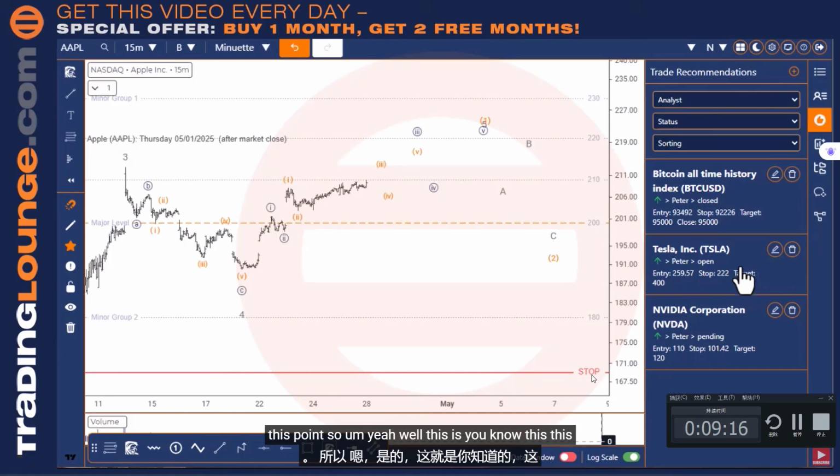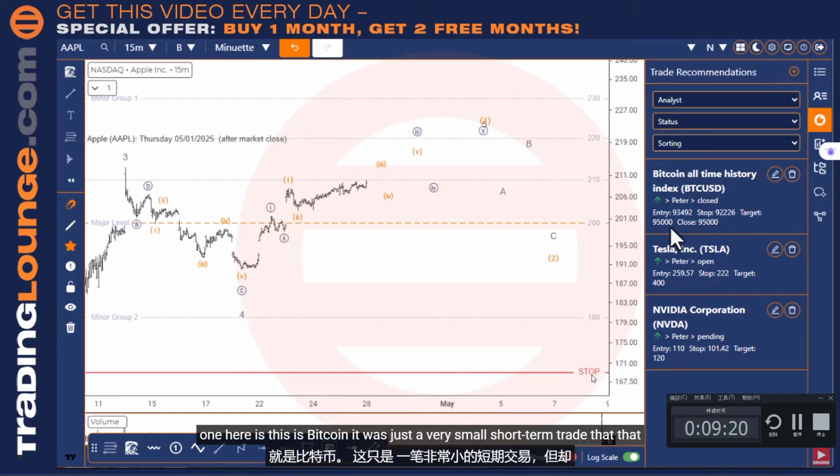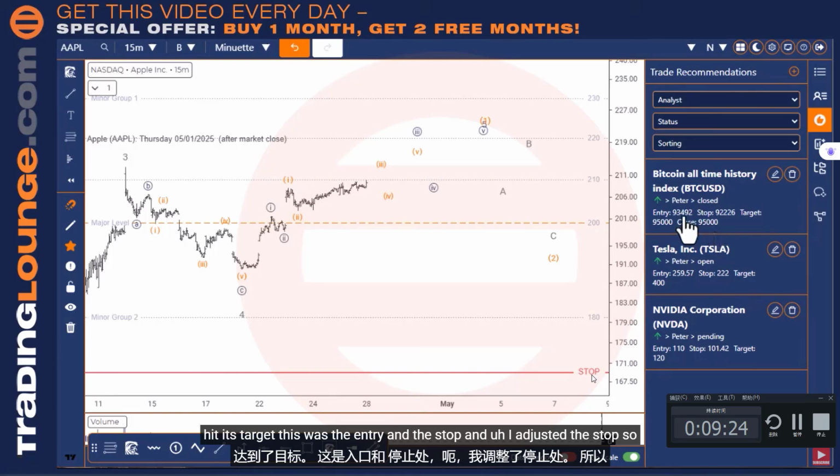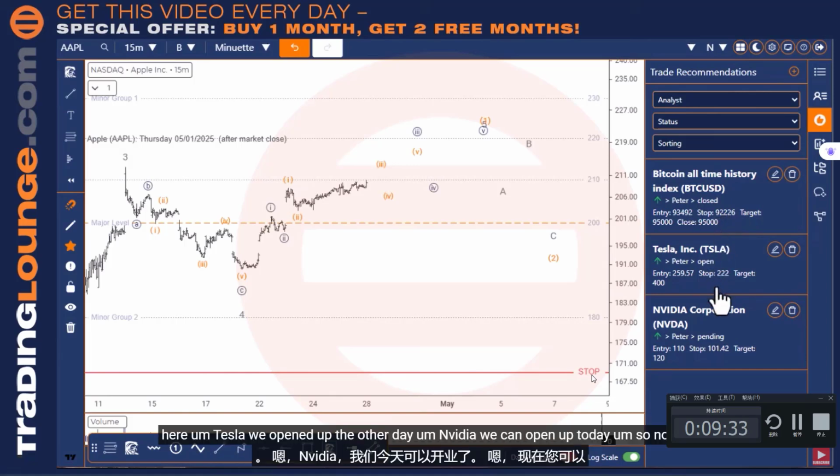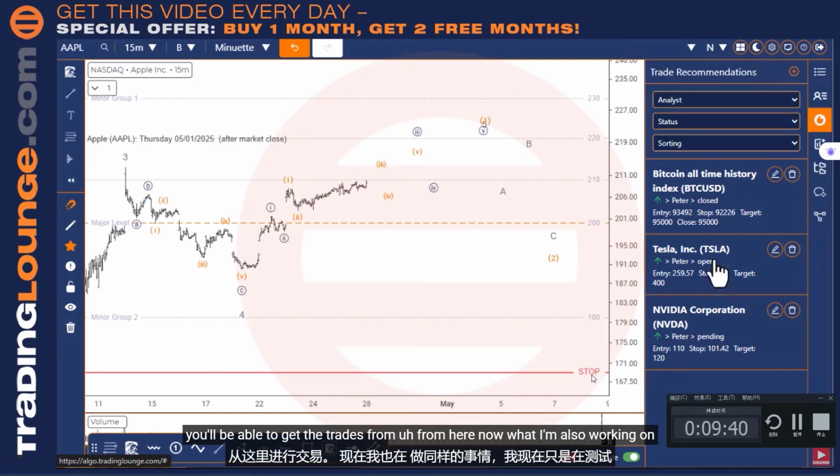So this one here is Bitcoin. It was just a very small short-term trade that hit its target. This was the entry and the stop, and I adjusted the stop, so I'll have to put another thing in here. Tesla we opened up the other day. NVDA we can open up today. So now you'll be able to get the trades from here.